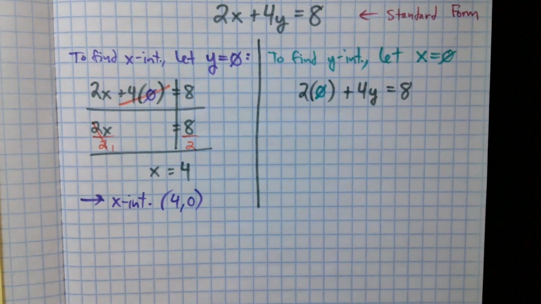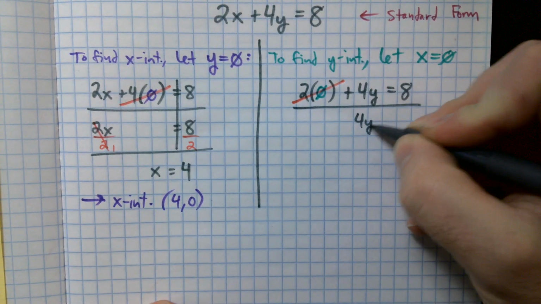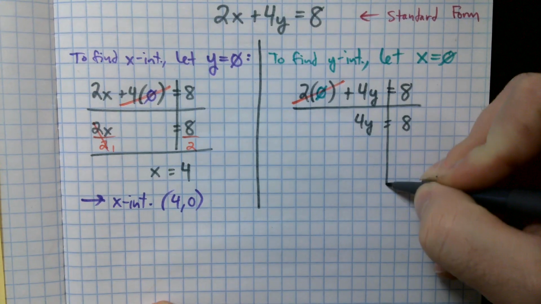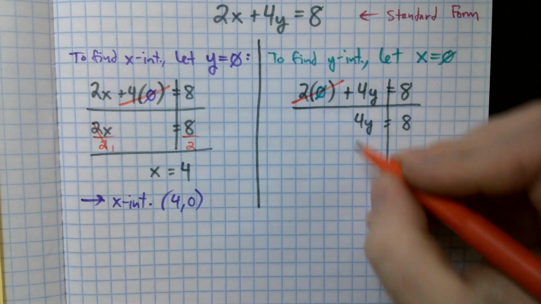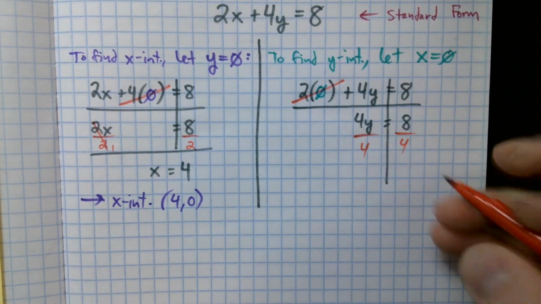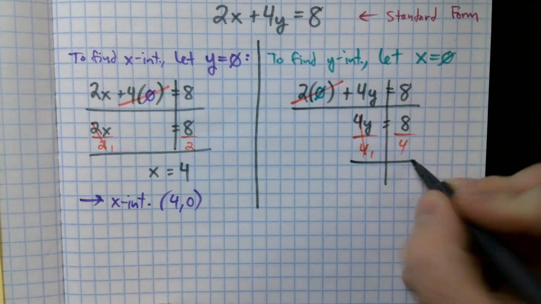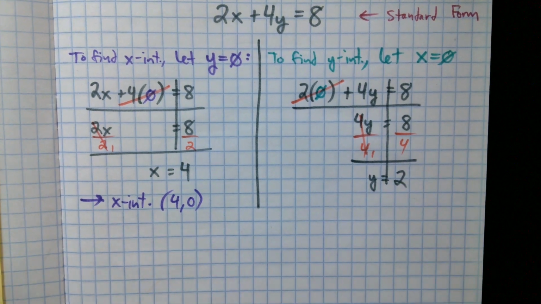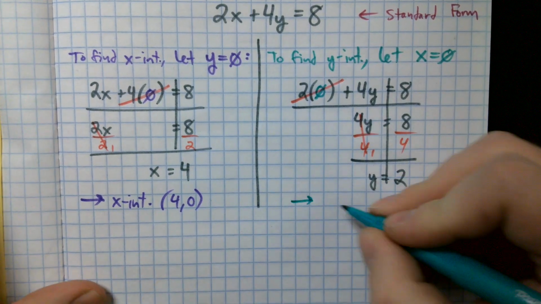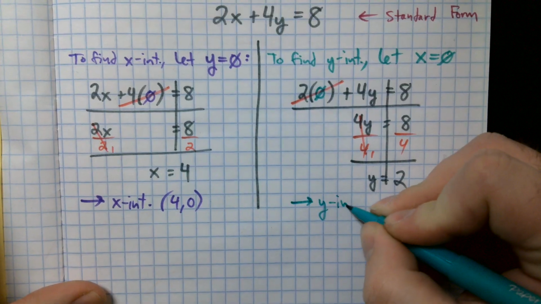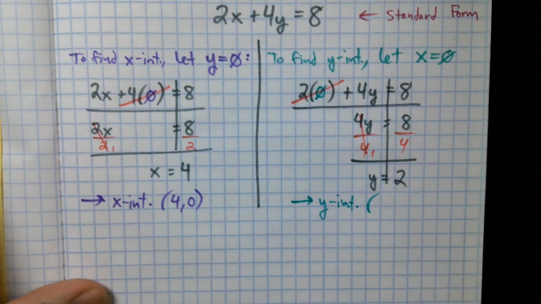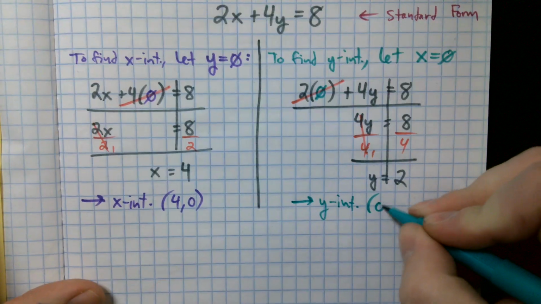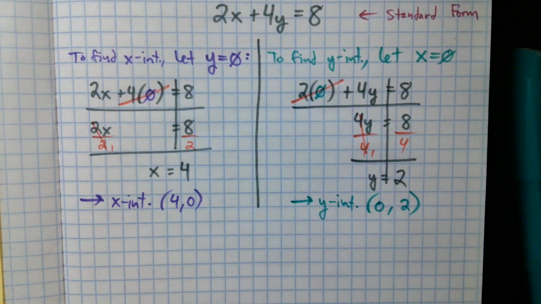Okay, what's 2 times 0? 0. That leaves me with 4y equals 8. How can I get y all by itself? Divide both sides by 4. 4 over 4 is just 1. And I'm left with y equals, what's 8 divided by 4, everybody? 2. So, I have a y-intercept at, what are my coordinates going to be here? 0, comma 2. That's right.